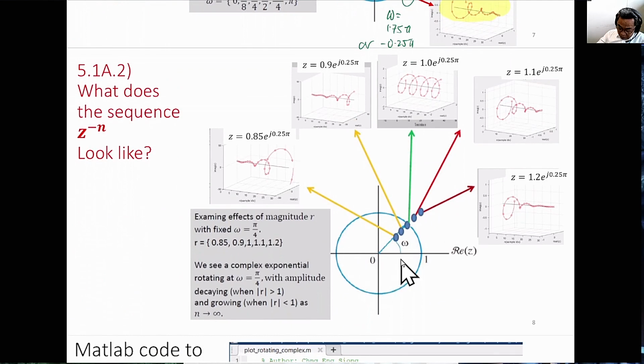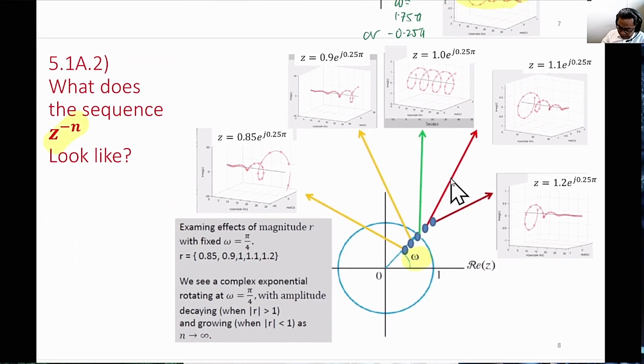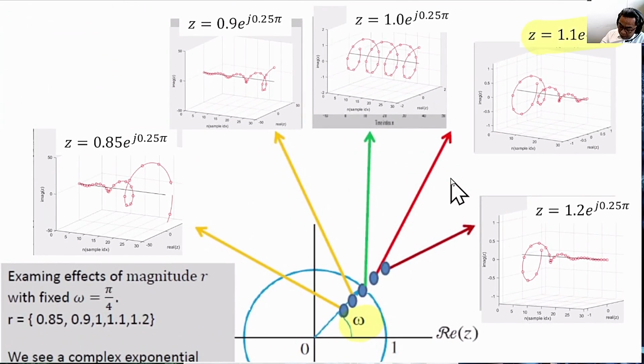Let's now continue. We will fix the omega and now vary the magnitude. Below, the blue line is the unit circle. Below the unit circle are values less than 1. Above the unit circle are values greater than 1. Remember, we are plotting z minus n here. Just now we have plotted this one, 1.1 e to the j 0.25 pi. What happens as we do 1.2? Meaning 1.2 to the power of n is growing faster, but because we are plotting z minus n, this one grows smaller faster than the other.